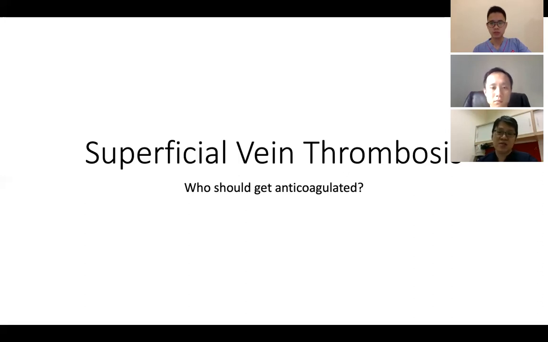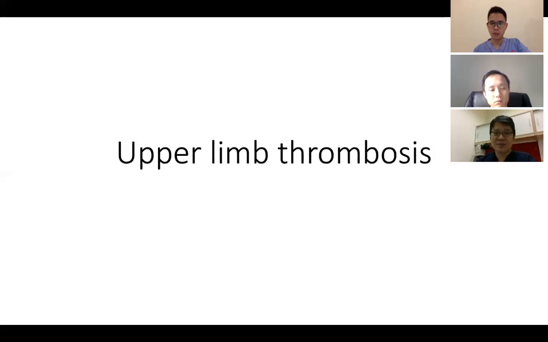The treatment-wise is very simple. It is prophylactic dose of Clexane. So you give 1 milligram per kilogram of Clexane once a day, for 45 days. Okay. For upper limb superficial vein thrombosis, usually I do not treat. Okay, and upper limb deep vein thrombosis? Usually upper limb deep vein thrombosis you treat the same as a lower limb deep vein thrombosis.